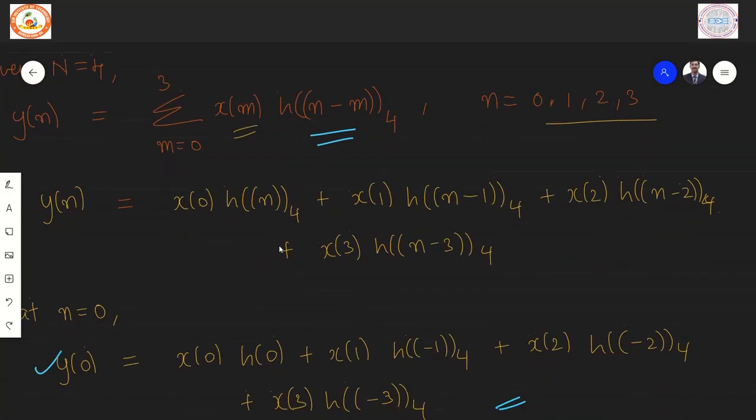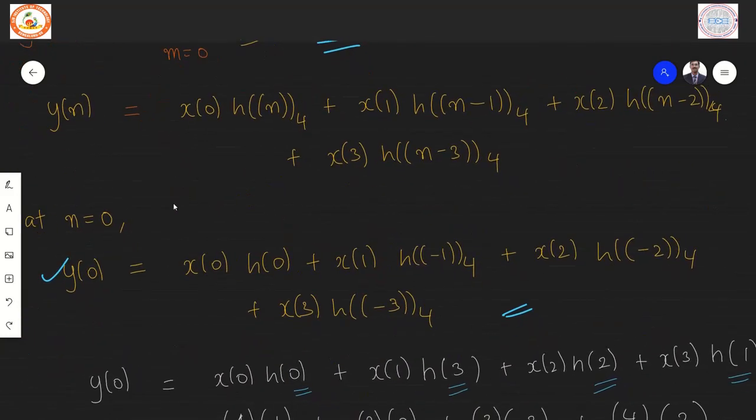Now, substituting the value of n, let's take the first number, that is n equal to 0. When you insert the value, you get the term h of 0. Here we get h of minus 1 mod 4. Then we have h of minus 2 mod 4. Then we have h of minus 3 mod 4.